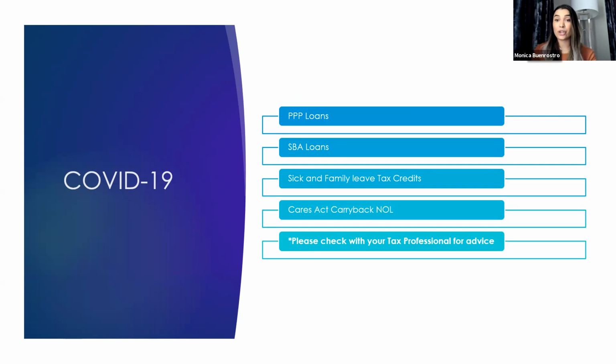If you did receive a PPP loan and are working on forgiving it, especially if you received the first round, it is the time to do it now. They're working on that, so please check in with whoever your lender was. Same thing with SBA loans. Please go back to your portal and check on the information. There are some really nice credits coming out. The sick and family leave tax credit has been around since last year, but it wasn't widely used.